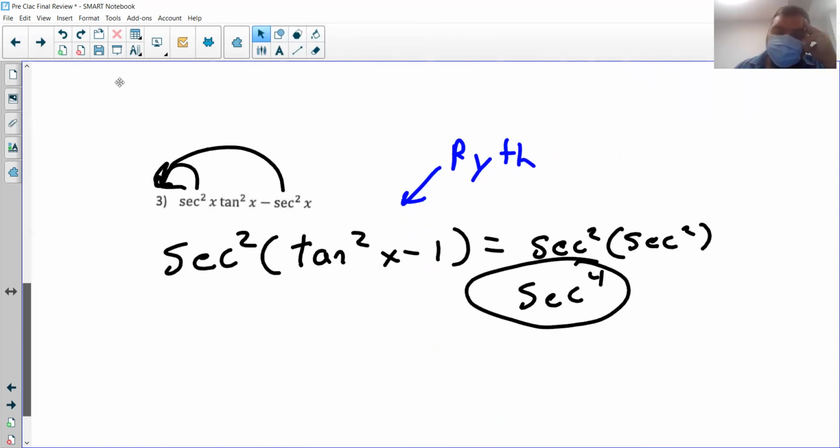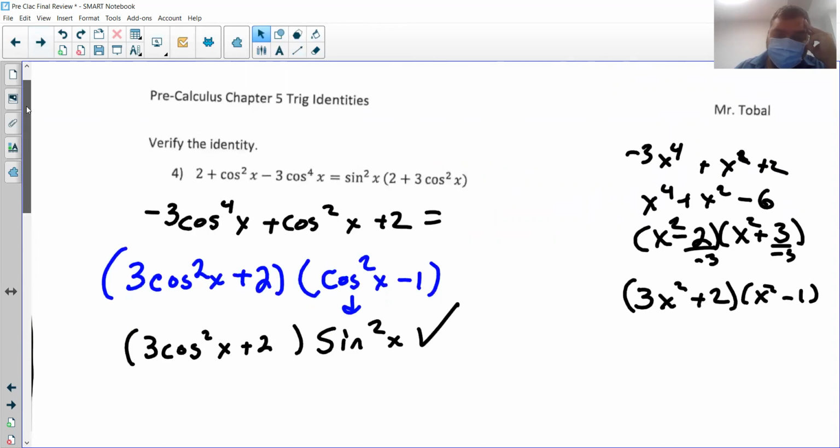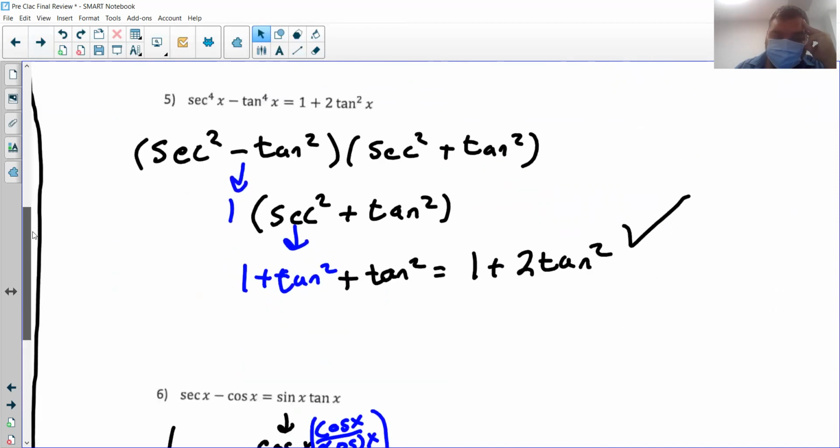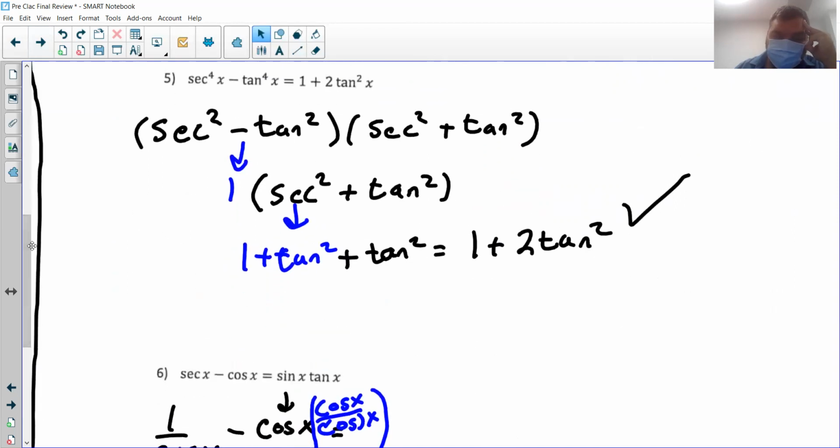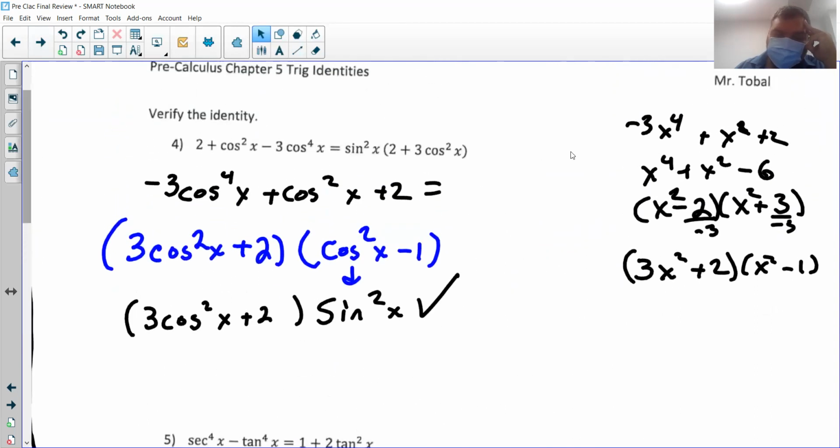By throwing in an identity there. All right, let me explain this a little bit. This one right here, because this is a fourth power and second power, I do factoring just with cosines. And because I have a cosine squared minus 1, I can turn that to sine squared.